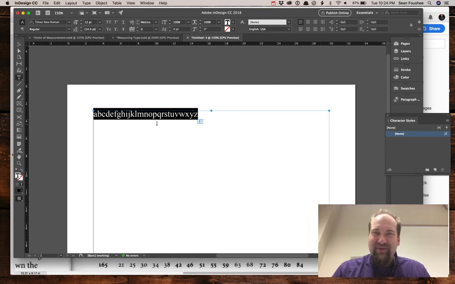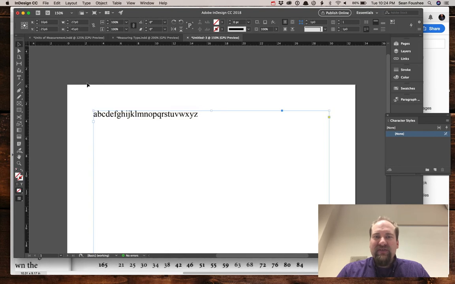First, you will have to actually type out the lowercase alphabet like I did right here. Second, we need to make sure that the width of this text frame matches the width of the alphabet I just typed. And if you go back to the A00 video, I showed you how to use fitting. So we're going to use that here right now.